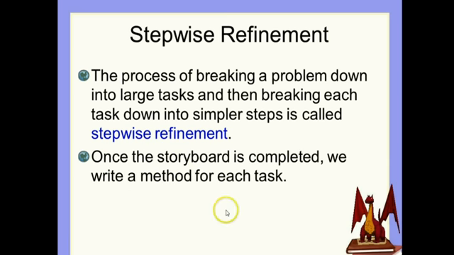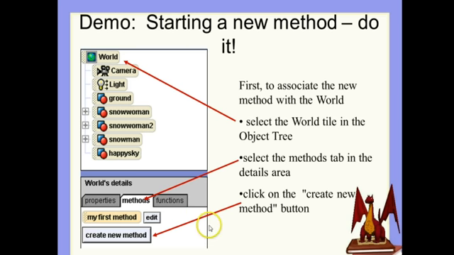So we've planned out the storyboard. We're going to write a method for each task. So this is how you start a new method, and I'd really like you to try it on your own after I talk about this. You go to the World tile, and you recognize these. Click on the Method tab, and then push the Create New Method button. Go ahead and pause the video and do it yourself, and I'll see you when you come back.